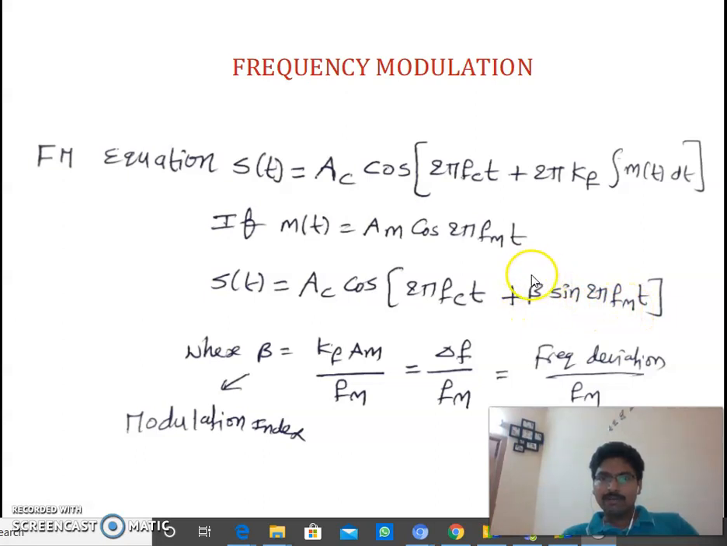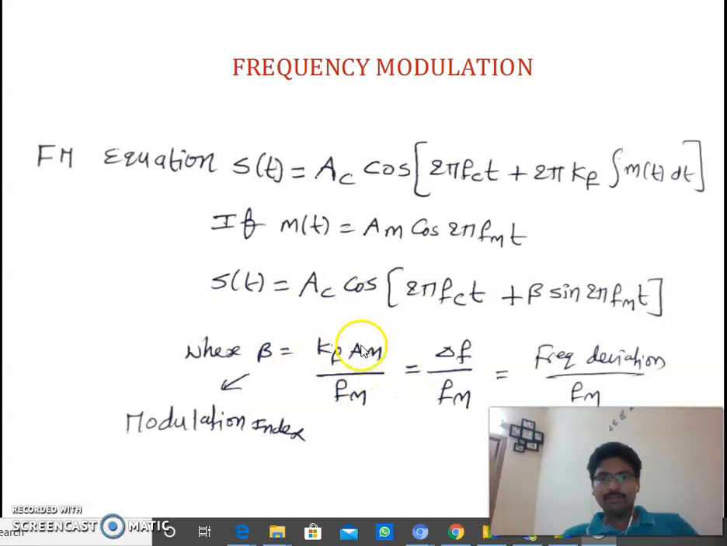Here beta, I have replaced this 2 pi into kf; after integration we divide by Fm. So that term I am taking as beta, some constant. Beta is equal to Kf into Am by Fm, which is termed as the modulation index here. Now this is a very important parameter, the modulation index. Beta is equal to Kf into Am by Fm.